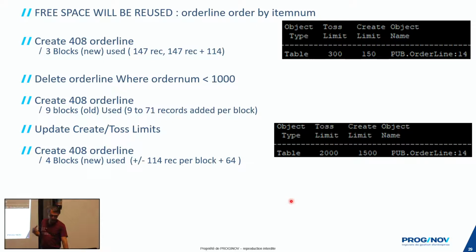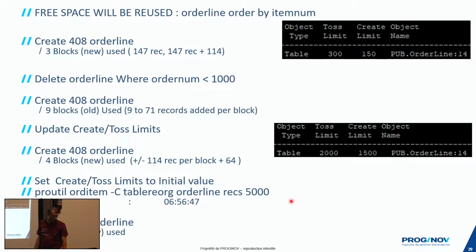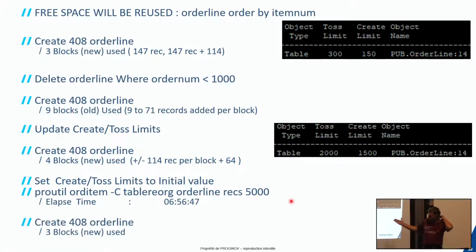But it's not optimal. The create and toss limit parameters are too high, so I will lose some space in each block. It's not so good. So what you have to do is set create and toss limit to the initial value, and you can use the proutil table reorg on the order line table, which is a new feature. And after this, you will have the same thing as before your mass data purge.